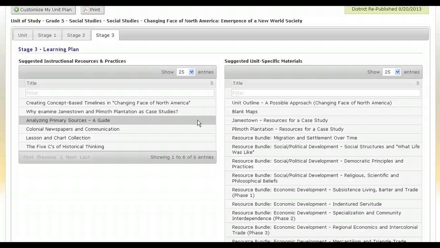Within this unit, students have to do a lot of analysis of different primary sources. So this guide might give you a little bit of insight into what that looks like. Again, some other components over here that might help you.